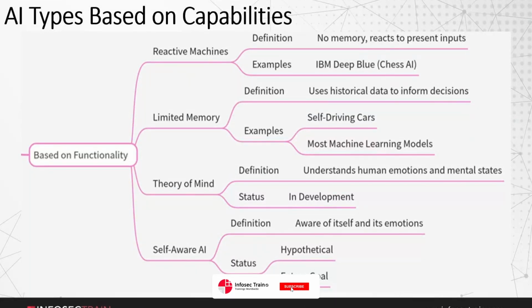Then we have theory of mind. What is theory of mind? It means AI which understands and works based on human beliefs and desires. With the AI we have now, if you tell it to consider factors with emotions, it cannot do that, right? But with theory of mind AI, it can do things with human emotions and mental states as well.